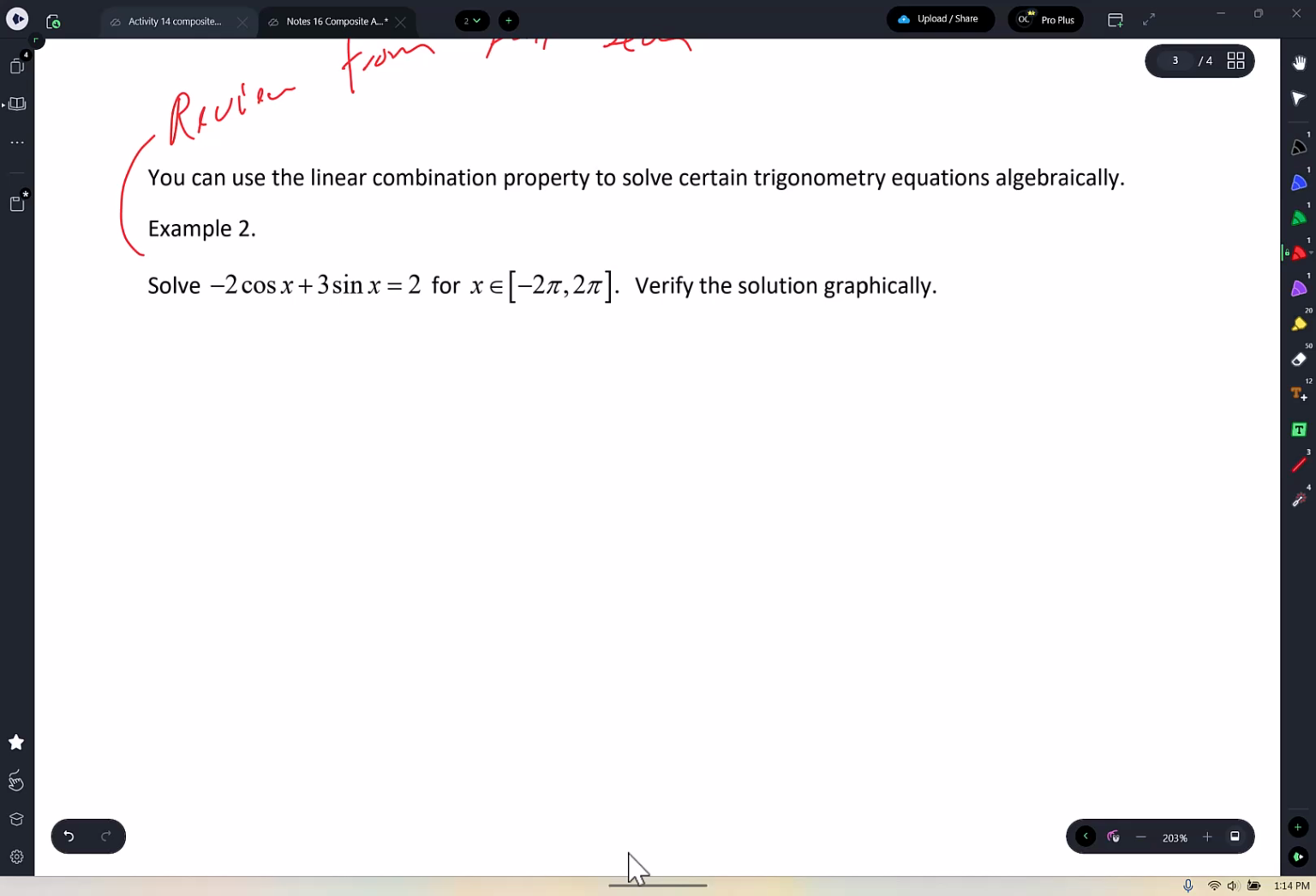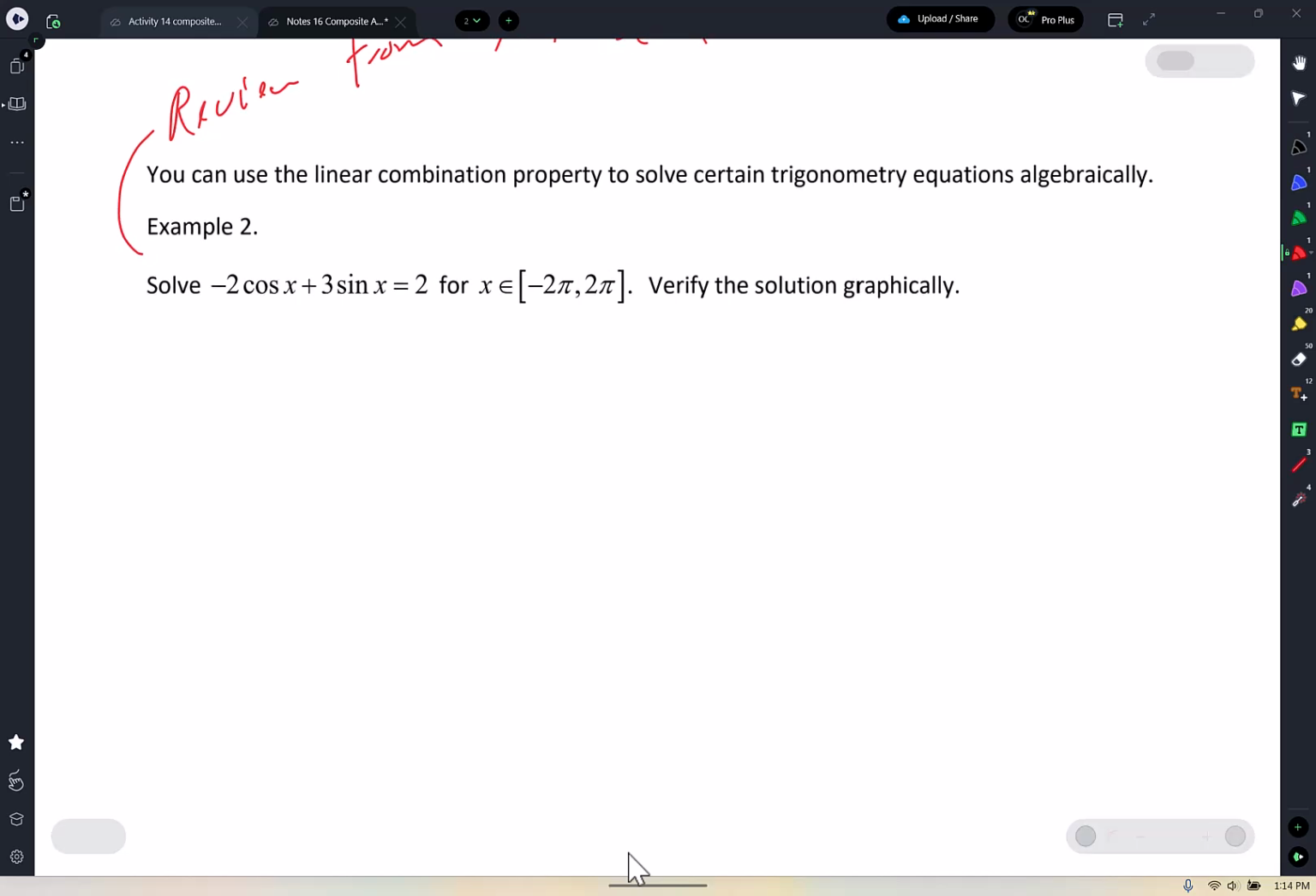Okay. Hopefully you remember from the fall semester, it says use the linear combination of properties to solve certain trig equations algebraically. This is what we did in the fall. You might not remember, but we did this. Notice that, first of all, your arguments or frequencies for both cosine and sine are together. So that means I can do a hack. Hopefully you remember that hack. That -2 is in front of the cosine, so that -2 is like an "x" in quotes because it's not really an x. That 3 is like a y because it's in front of the sine. Do you guys remember that?